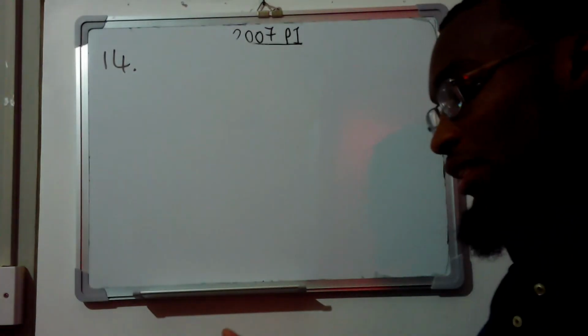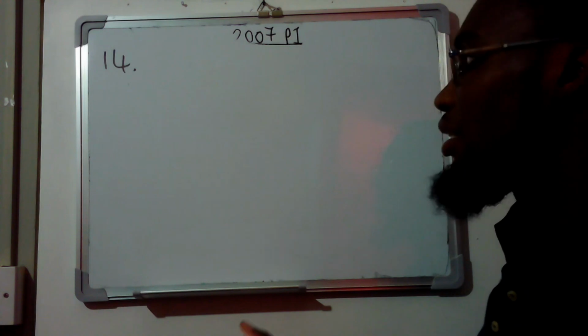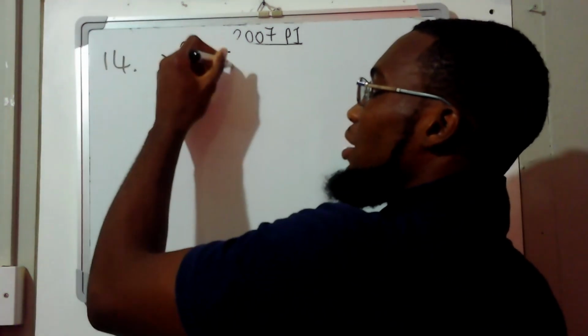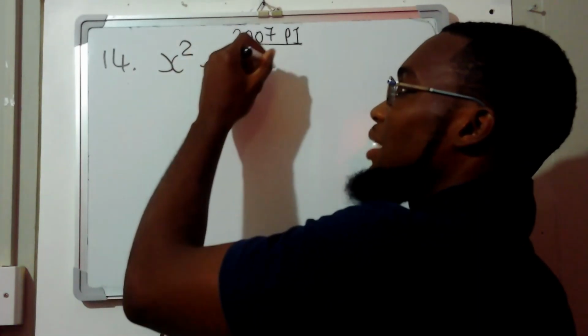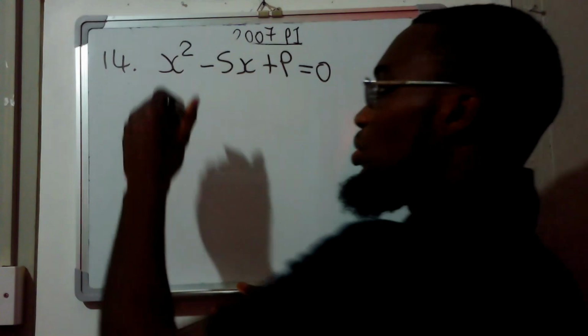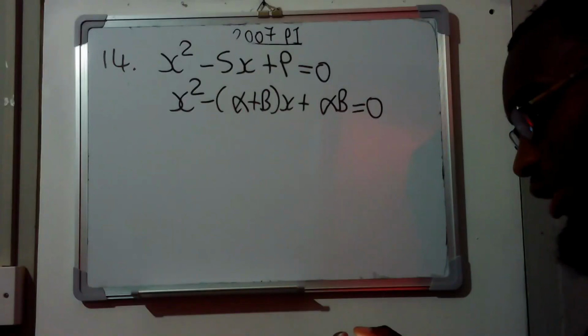Question 14 says, what is the general quadratic equation with roots alpha and beta? Remember that a quadratic can be written as x squared minus the sum of the roots times x plus the product of the roots equals 0. The sum of the roots will be alpha plus beta, so it's x squared minus (alpha plus beta) times x plus the product, alpha beta, equals 0. That's how you can write a quadratic. That is option C.